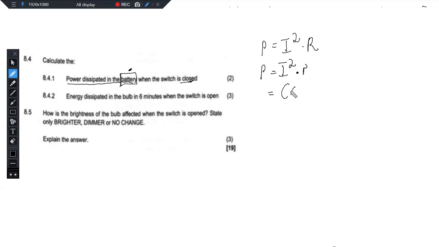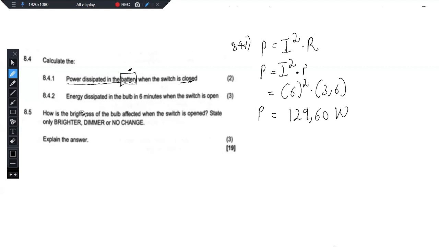Now the current is 6 amperes and the internal resistance, remember we did calculate and found that it was 3.6. So understand that, right? Then having to calculate there, we get our power as 129.60 watts. Right. Okay, so this was 8.4.1.